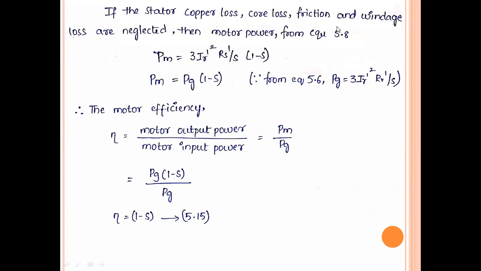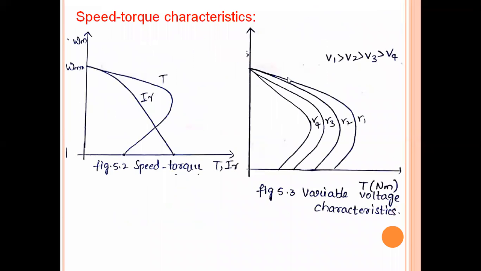I'm neglecting all these losses, only considering the rotor copper loss. So from equation 5.8, this is the power equation. In this equation, we can replace this term as PG, since from equation 5.6, PG is 3 into IR dash square into RR dash by S.